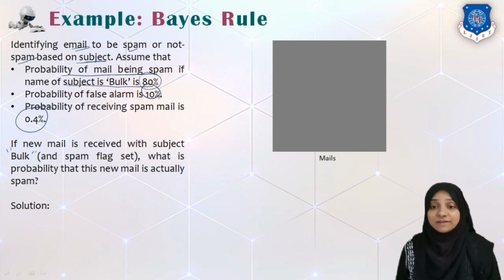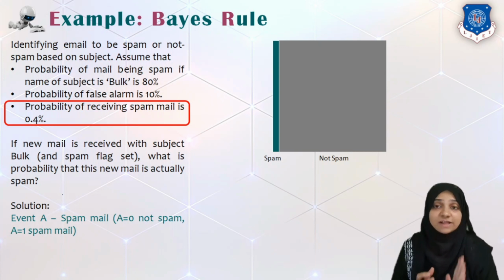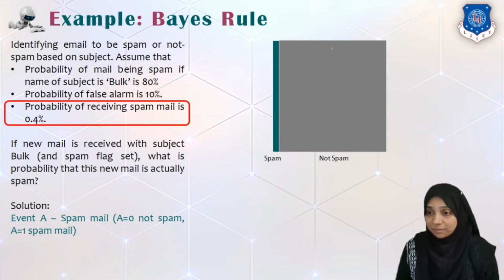In order to understand this particular problem, there are basically three values given. The first value is the probability of receiving spam mails. So here let us understand by Bayes theorem. Event A specifies that the mail is spam or not spam, so my complete mail area is divided into two parts. We can solve this example in two ways. I will be explaining the second method over the right hand side. So you can use either this type of method or this type of method.